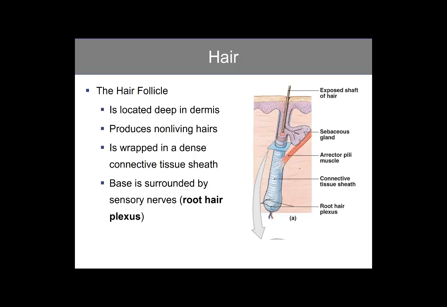The hair follicle is located deep within the dermis, and it produces hair. Hair is non-living, it's keratin, and it's wrapped in a very dense connective tissue sheath, and you can see that sheath right here. The base is surrounded by that sensory nerve associated with the root hair plexus. So when a hair is plucked from the body, it hurts because of the affiliation with the nervous system.